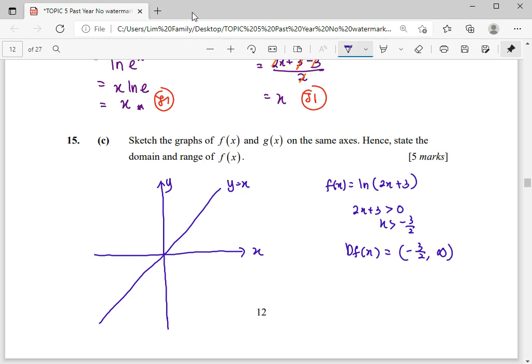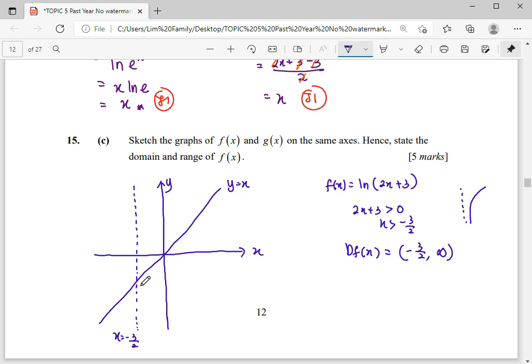So when we see this domain, we know that our log is going to the right hand side because it is negative 3 over 2 to infinity. So the asymptote happens here, at x equals negative 3 over 2. And we see this log going to the right hand side. So basically the shape will be like this. Is it going to be flipped or not? Then we see our log here is positive, no need to flip, so ln is okay, it will just shoot up to the right hand side.